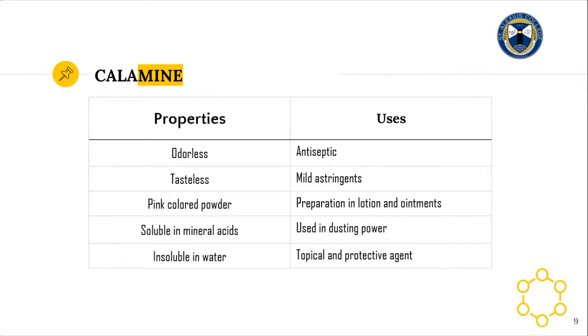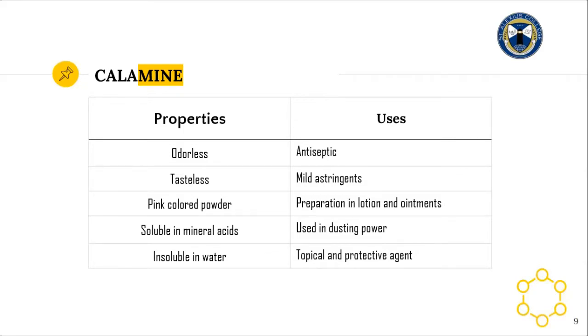It is also the primary use of calamine. It is for antiseptics, to eliminate the bacteria in humans, and mild astringents. It is also used in preparation of lotions and ointments, and also used in dusting powder.